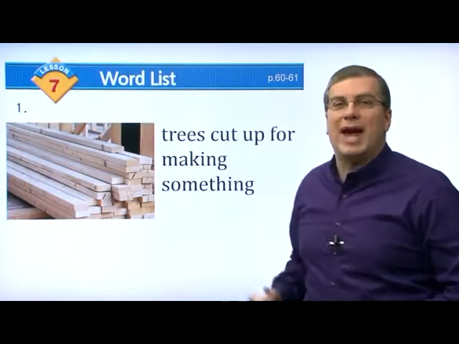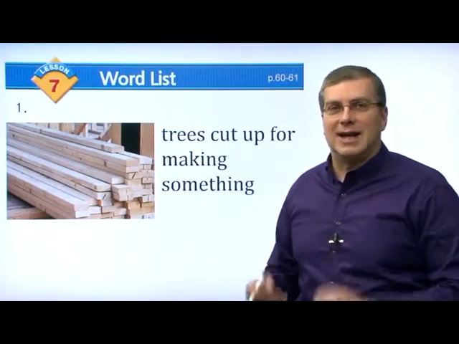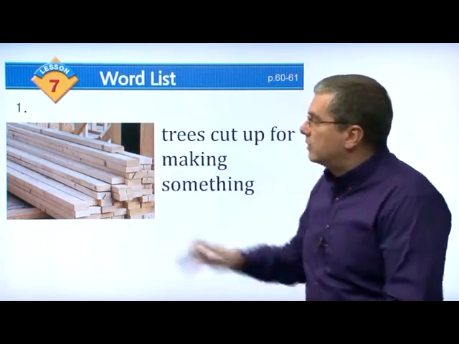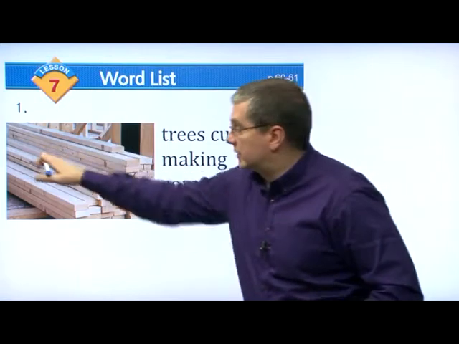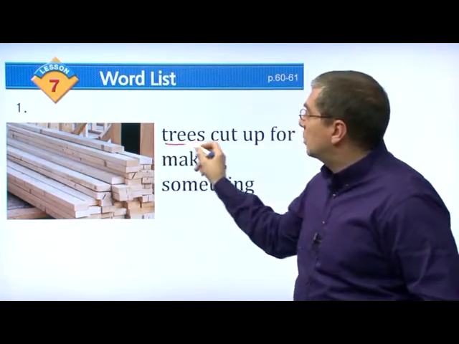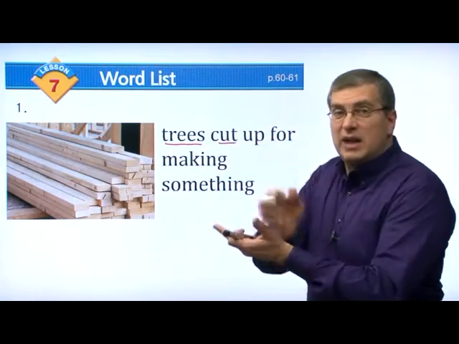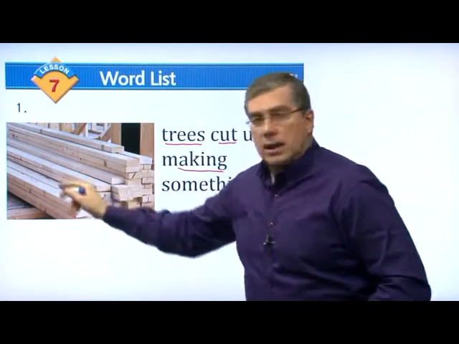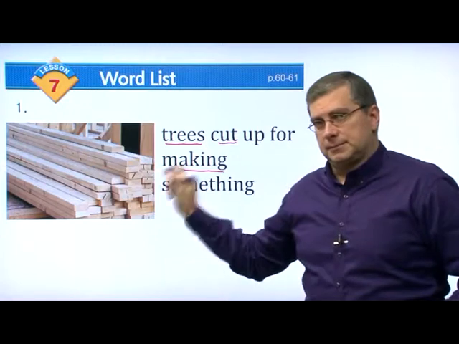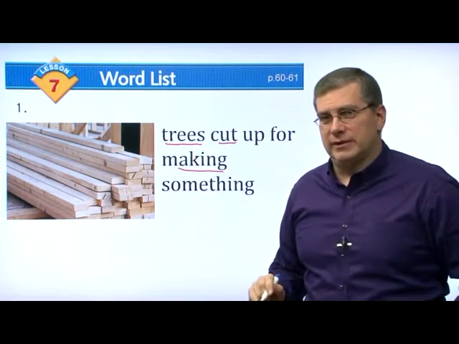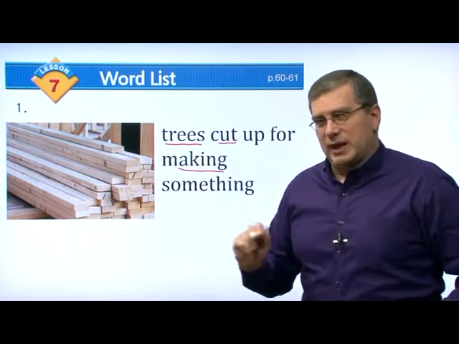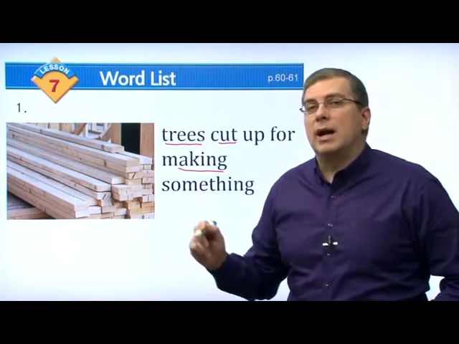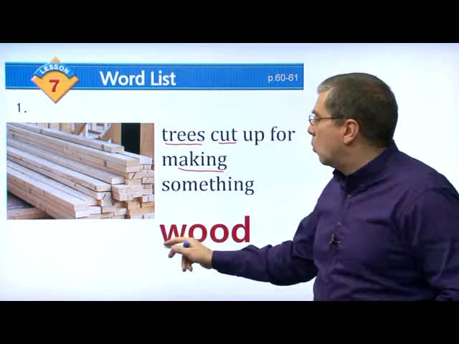Let's start with the vocabulary for this lesson. The first word has to do with this picture here. What do we call this here? This is trees cut up for making something. We make a lot of things from trees. We've talked about this in previous lessons. Probably we've studied together on a previous lesson. We can see that trees are used for what? Trees are used to make wood.